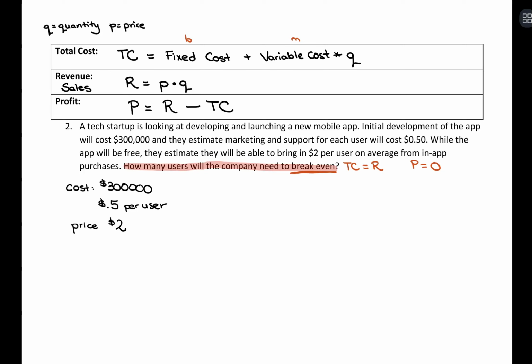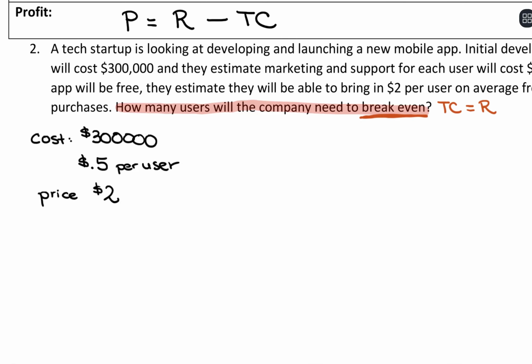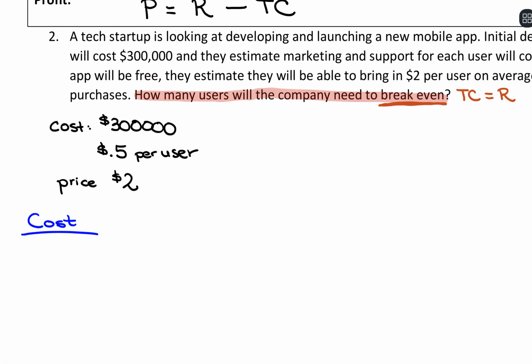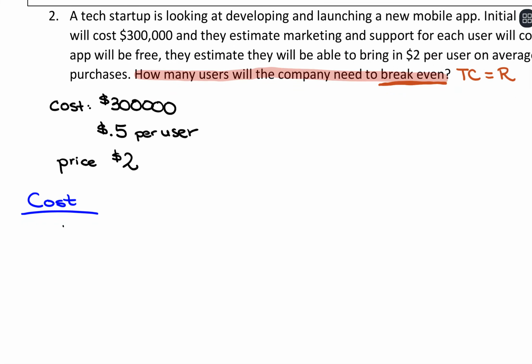So what we're going to do for this scenario is we're going to create an equation for total cost. We're going to create an equation for revenue, and then we want to see where they equal each other. So in terms of cost, I'm going to use TC for total cost equals, and we're going to have fixed cost plus some variable cost times our quantity.